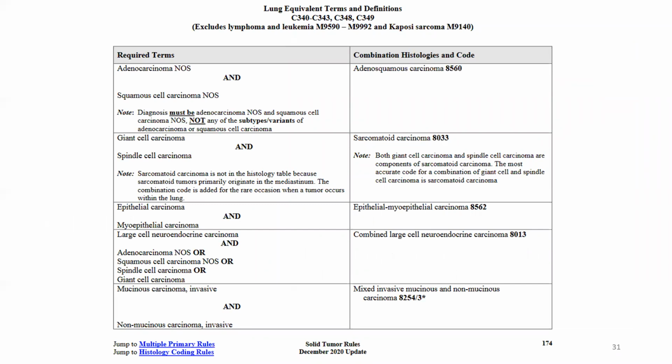So here's one page of table 2. Compare your terms in this first column, and it will give you the combination code in column 2. So we don't use this table if we have in situ and invasive. We don't use this when we have differentiation or features of. So if we had adeno with features of squamous, that's not how table 2 is used. Or if we have an NOS and a subtype variant of that NOS. These are not subtype variants of each other.